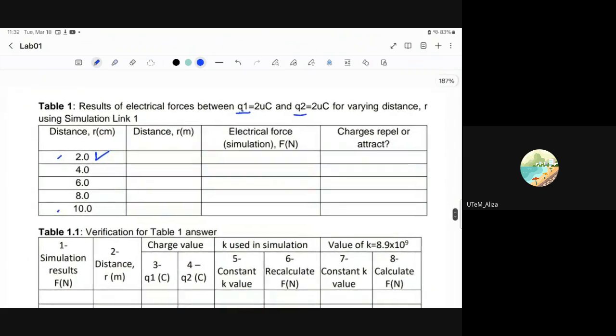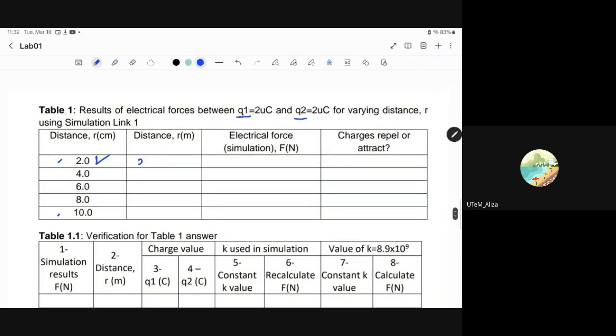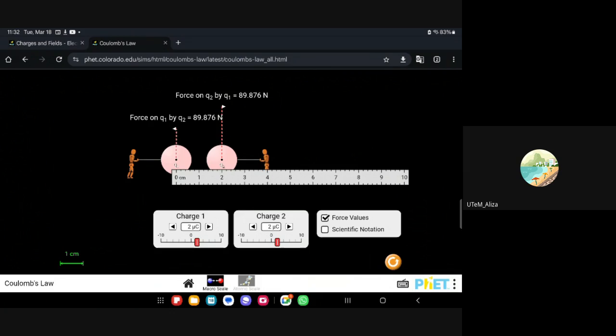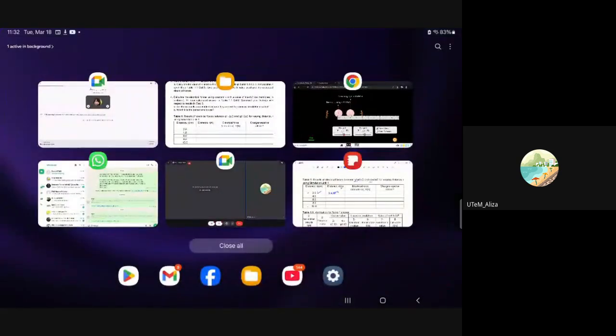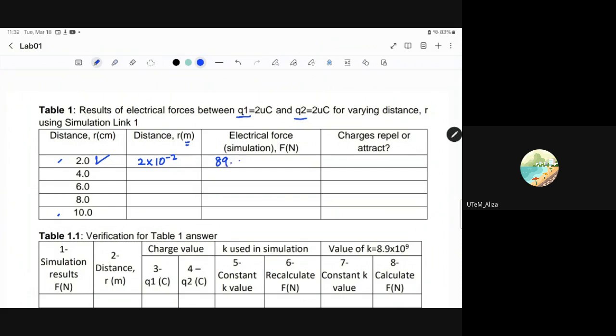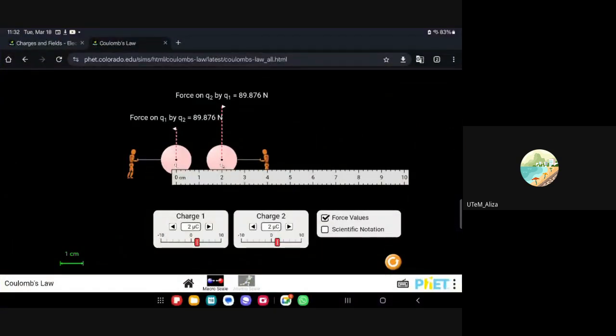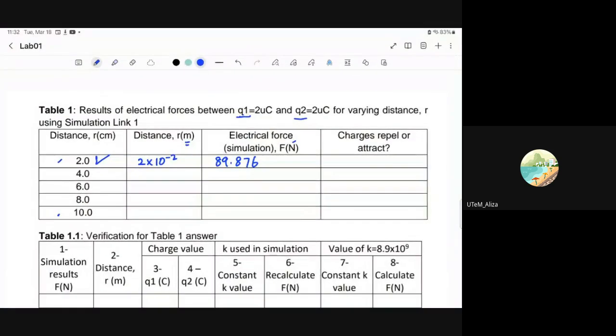So you have to key in the distance. The distance is 2. Now you need to write it in meters. So meaning 2 centimeter, meaning 2 times 10 to the power of negative 2 meter. The electrical force that you got just now, what was the value? 89.876 Newton. Please confirm that. Yes, 89.876 Newton. So you are okay with that?